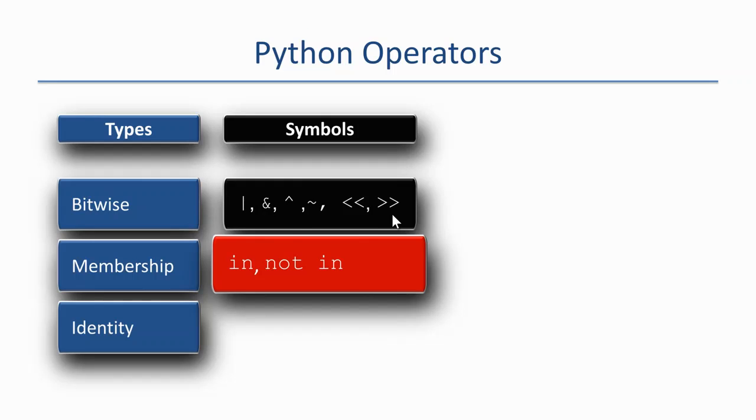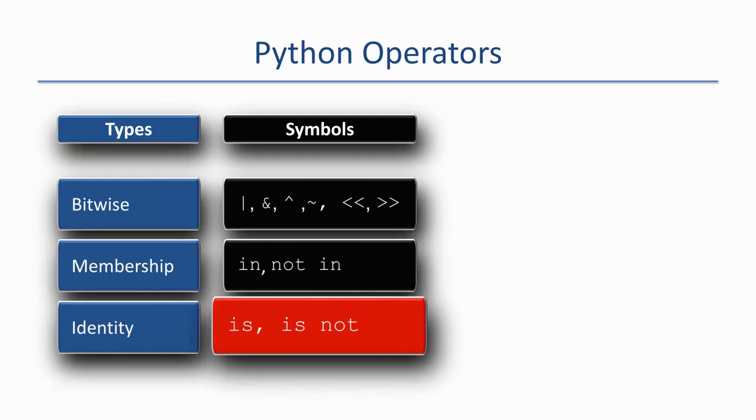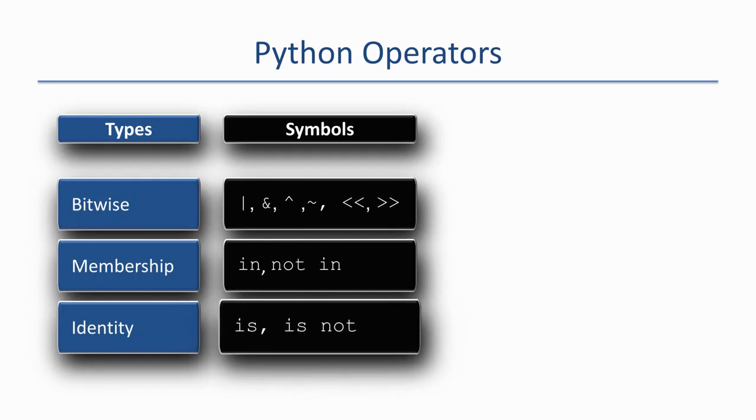The membership operators are in and not in, and their job is to check to see if an element is a member of a sequence. And we have identity operators which check to see if two variables or two objects are pointing to the same location in the memory, and they are is and is not.